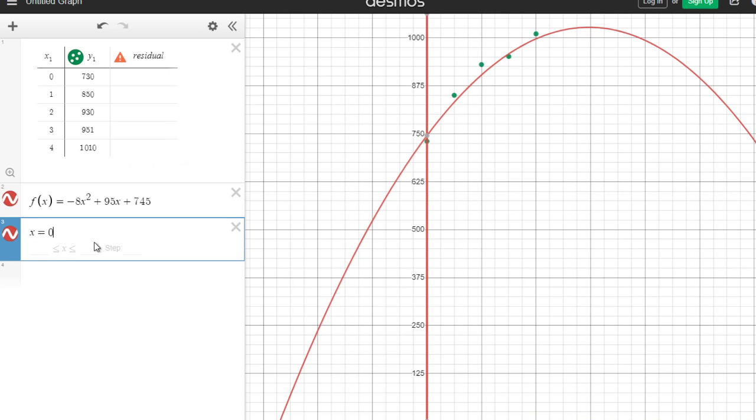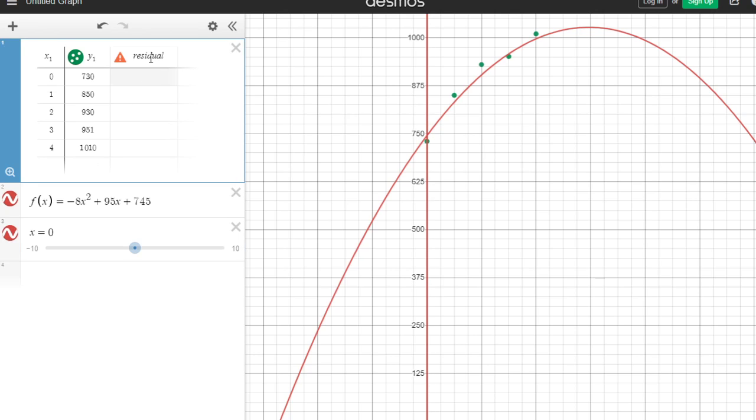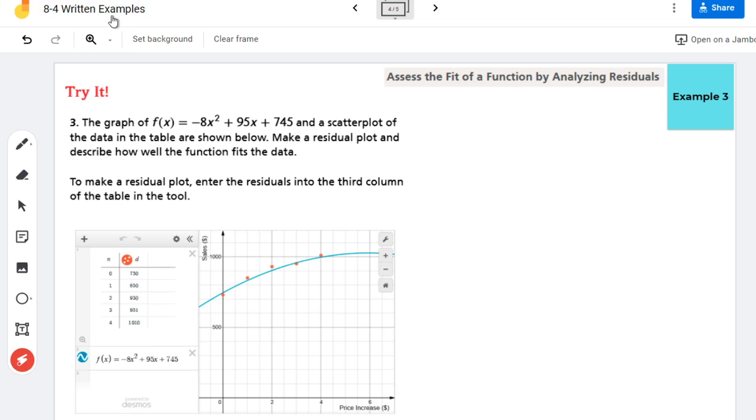Now, I'm lazy. You guys know I'm lazy. So what I'm doing is just typing x equals, and it's going to give me the exact value. So at 0, I got 745. Oh, this would be the estimated value, not my residual. So this would be 745. Is it not going to let me type in there? Thanks, Desmos. We'll come back over here and make my own table.